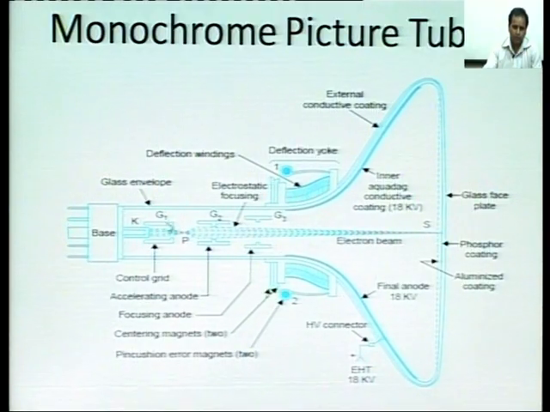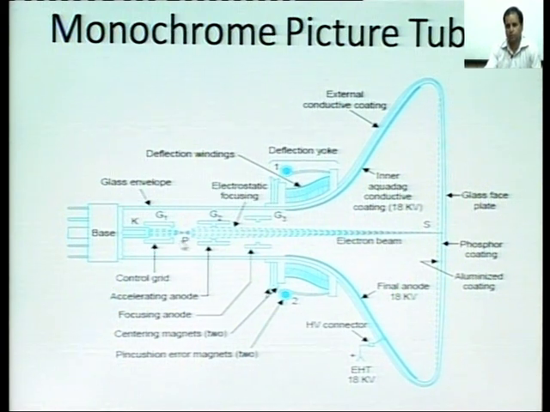Then these electrons are made to focus at a point P here, and after the focusing again they diverge, and then they are exposed to the accelerating grid. First, the velocity of electrons is controlled.